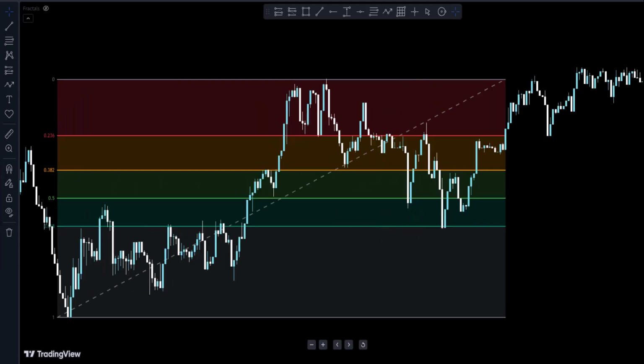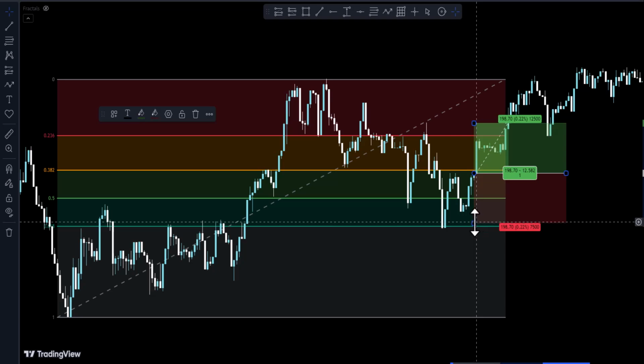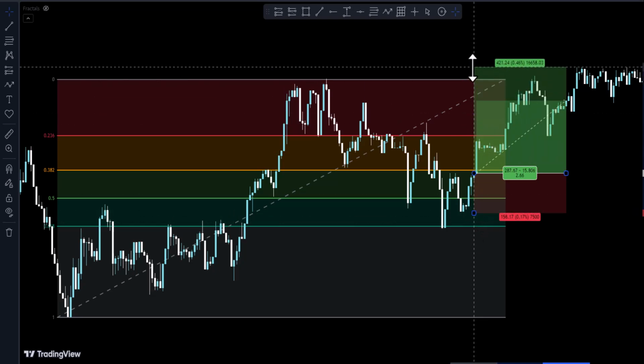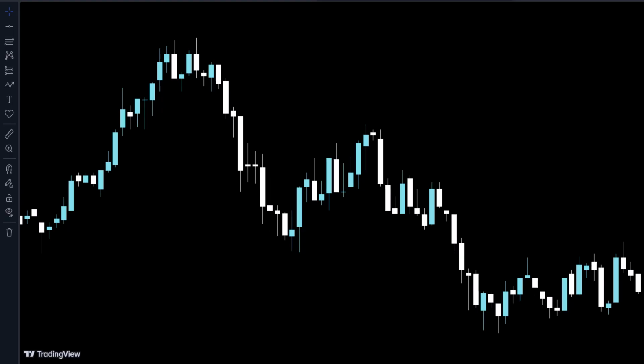From there, you want the market structure to align with the higher time frames. So once it breaks the current structure and makes a higher high, that's when you want to enter long. Your stop loss can be placed below the most recent swing low, and you can target the swing high to the upside. The same thing applies in the opposite direction if the market is trending down.